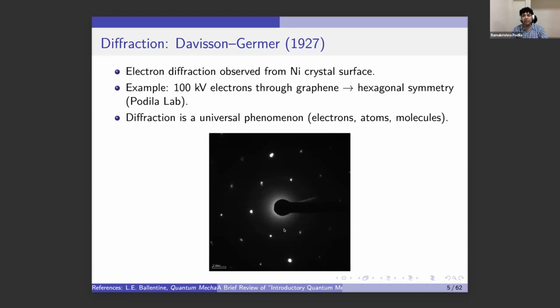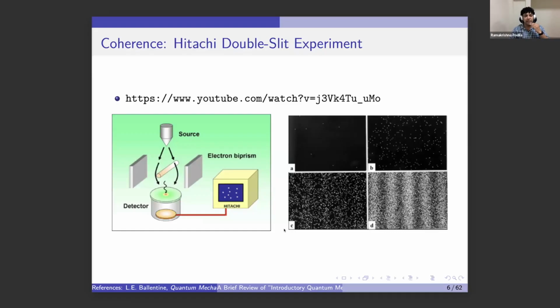So as we have seen, two essential features: discreteness and diffraction. And then the third one is coherence. This is an experiment done by Hitachi, which makes electron microscopes. What you have here is a source. The source is a tungsten filament. It could also be a lanthanum hexaboride filament, which is much better in terms of emitting electrons, but it doesn't matter which source you consider.